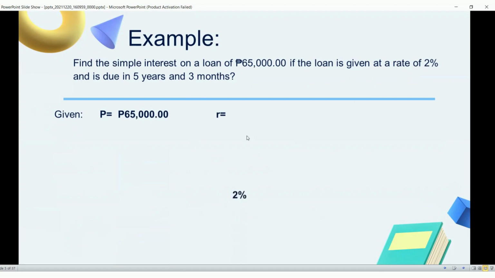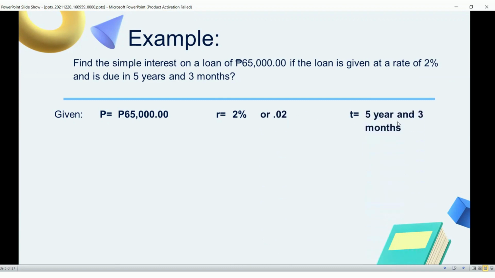Kapag percent, need natin i-convert sa decimal number. So, i-move lang natin ng dalawang beses sa left ang decimal point. Yung percent magiging decimal point, move natin siya dalawang beses. Then, magiging 0.02 siya. O kaya naman, i-divide na natin yung 2% sa 100 para maging 0.02.